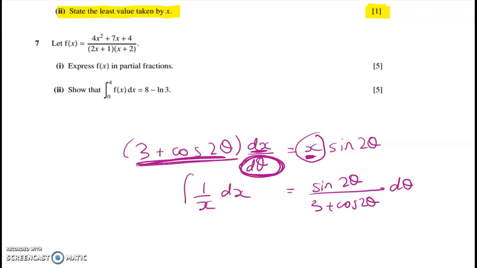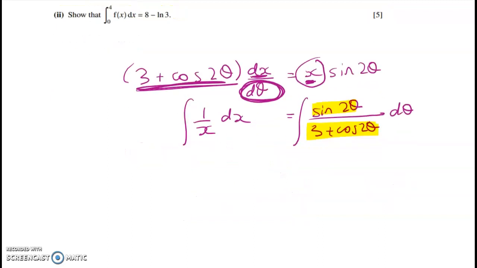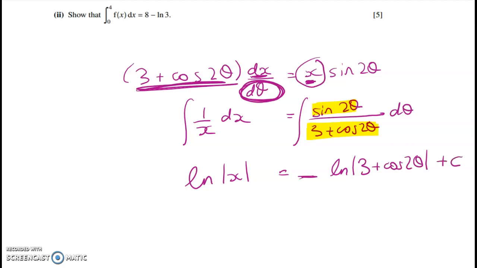And I should be feeling really good about integrating this because this is easy. And this is also really good, right? Because we should be spotting by now that we've got a function of theta here and we've got a multiple of its derivative here. So both sides are going to involve logs. On the left-hand side, I'm going to get the natural log of x. And on the right-hand side, I'm going to get something times the natural log of 3 plus cos of 2 theta. And I'm going to put my constant of integration on this side.